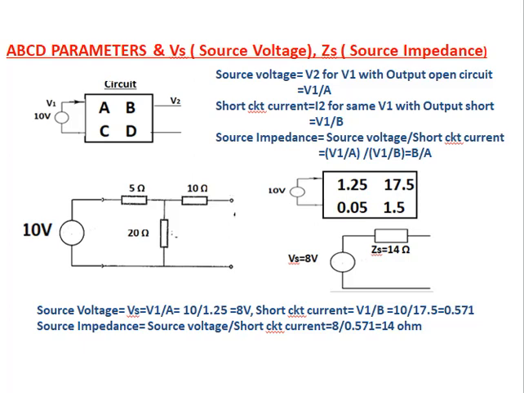So here is one example. 10 volt is applied to a network or circuit with the ABCD parameters 1.25, 17.5, 0.05, 1.5. Source voltage Vs is equal to V1 by A, that is 10 by 1.25 equal to 8 volt. Short circuit current is V1 by B, that is 10 by 17.5, equal to 0.571. So source impedance is source voltage by short circuit current, that is 8 by 0.571, equal to 14 ohms.